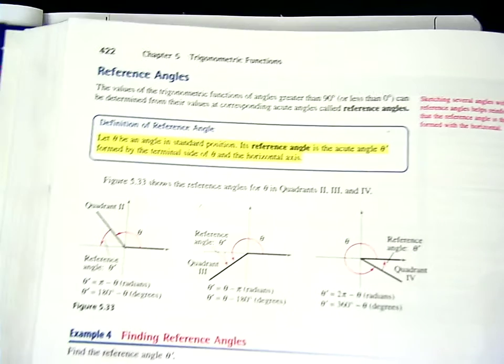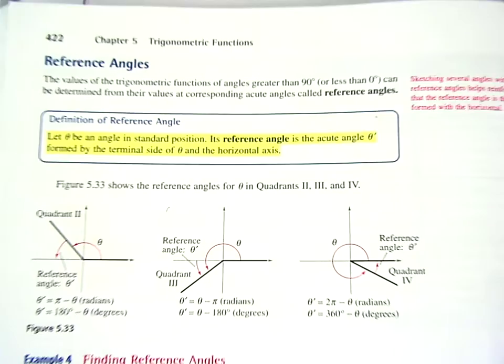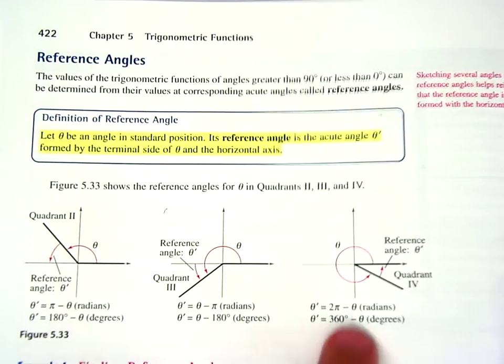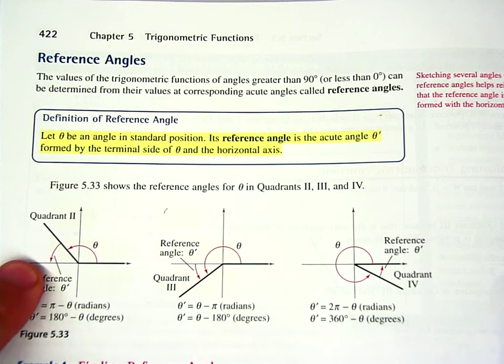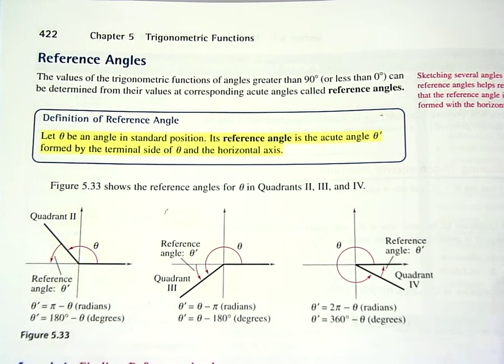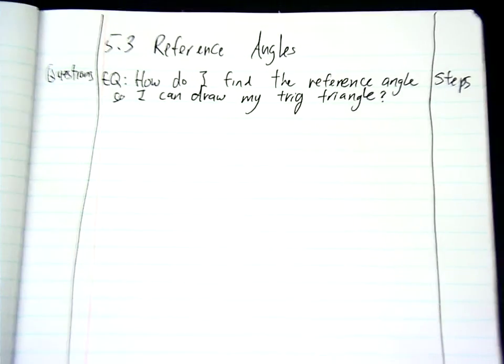Before we start, we're going to write the definition of a reference angle. And also, can you draw those three pictures underneath as well? That way you can figure out what a reference angle is. So this is your reference angle, and this is theta.